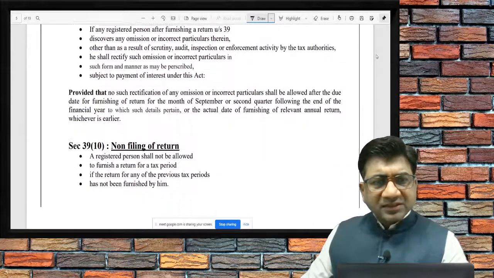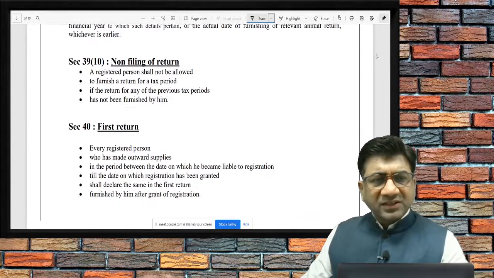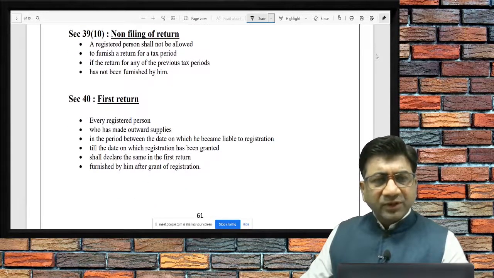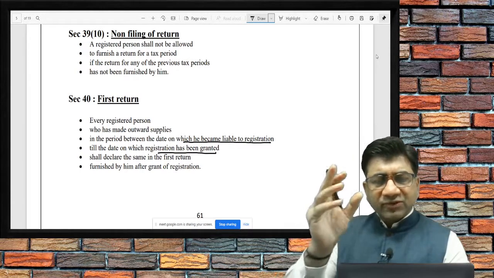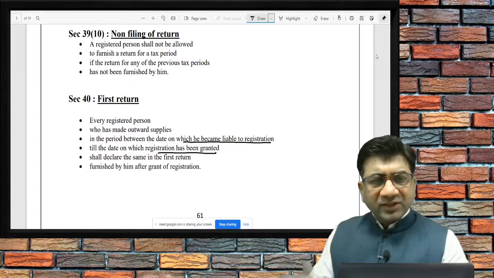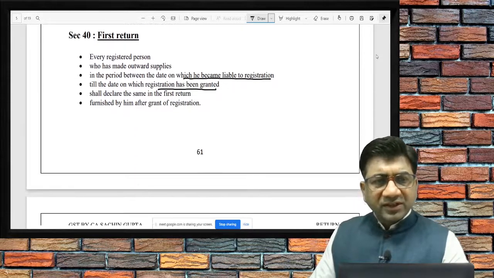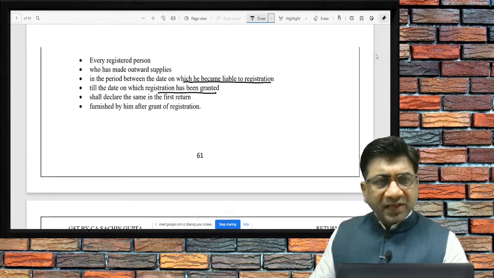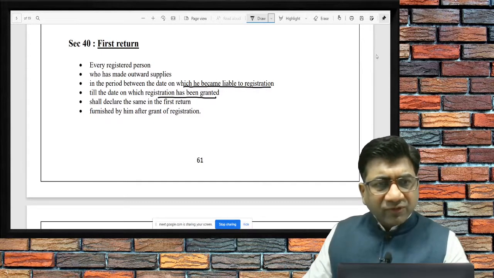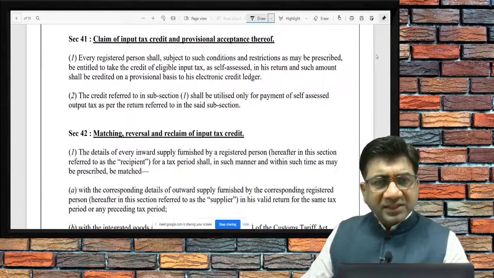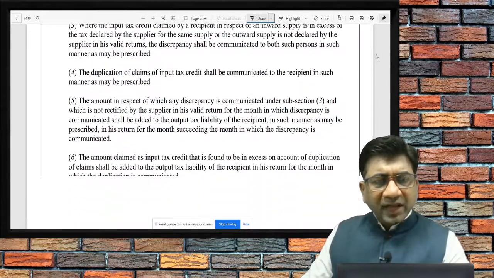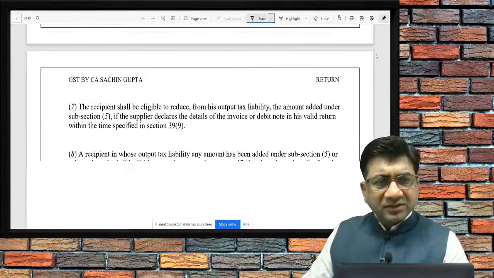Next is the first return. This first return has to be filed between the date you became liable for registration and the date registration was granted. That was 6 or 7 days, if you remember, and you have to file the revised invoices also. So this is the first return. They are not specifying a form for the first return after grant of registration, but we'll do it, don't worry. And the next are your annual returns and the final returns.